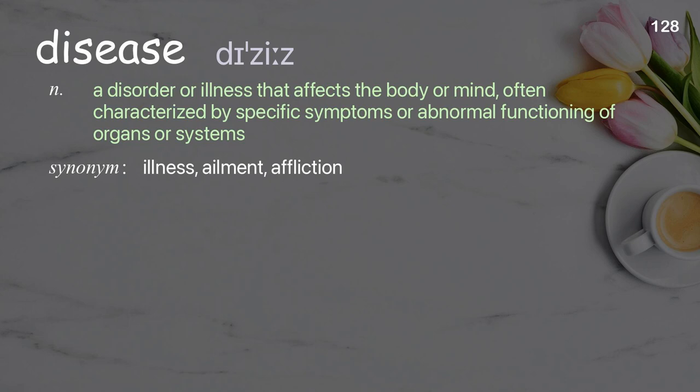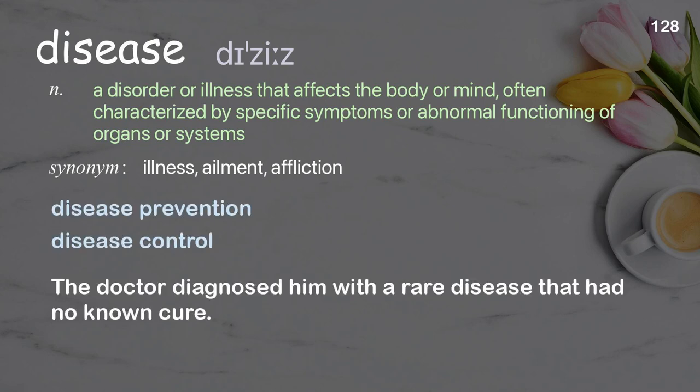Disease: a disorder or illness that affects the body or mind, often characterized by specific symptoms or abnormal functioning of organs or systems. Examples: disease prevention, disease control. The doctor diagnosed him with a rare disease that had no known cure.